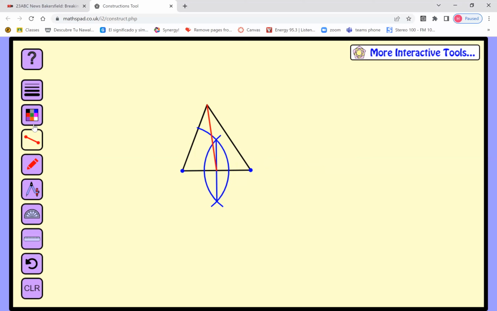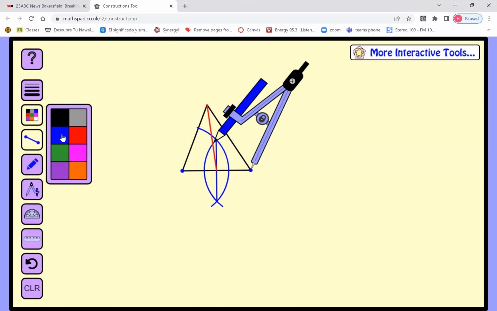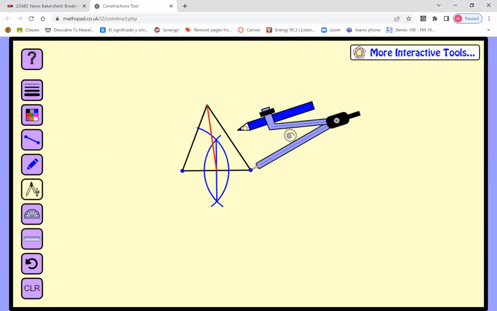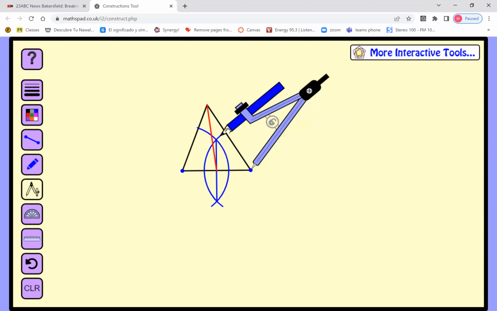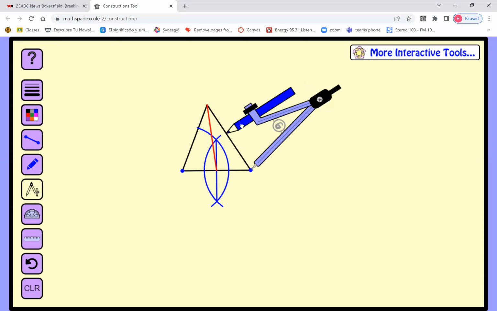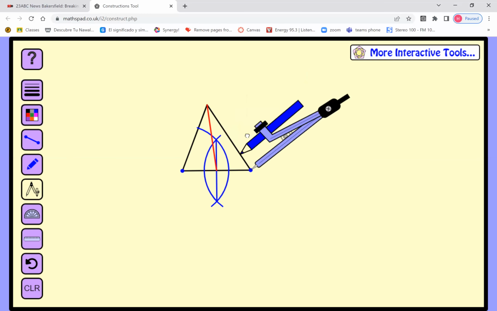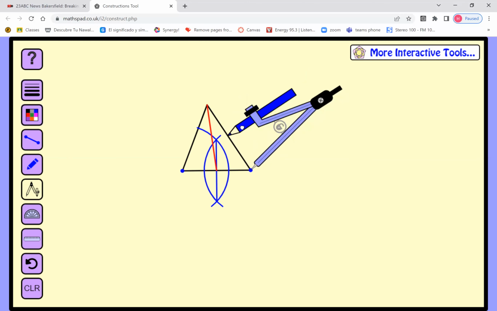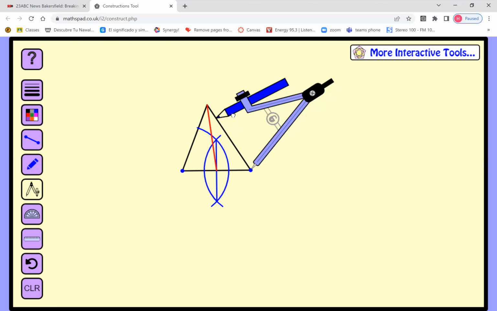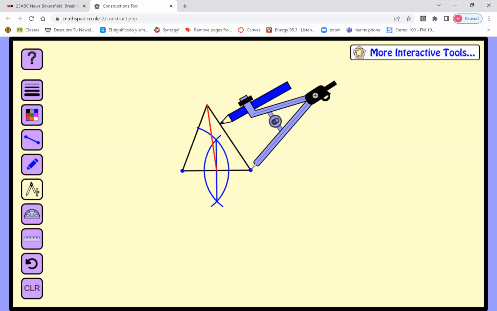So now, let me go back to blue because I'm gonna do my work here. I'm gonna choose another segment. Let me unlock this compass. So now I'm gonna choose this other segment. I have an idea where the middle is, a rough idea is about here. So I'm gonna open my pencil to more than half. That's more than half. Now let me lock this.